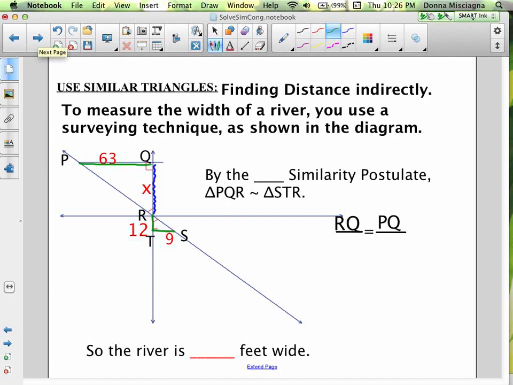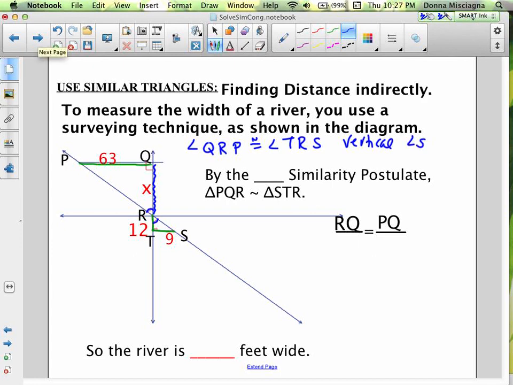So that creates these two intersecting lines. We know that these two angles are congruent, right? Because those are vertical angles. Let's write that in. So angle QRP is congruent to angle TRS because they're vertical angles.